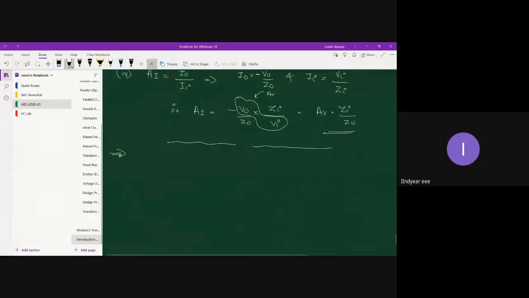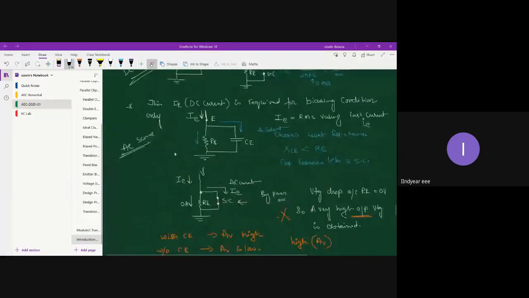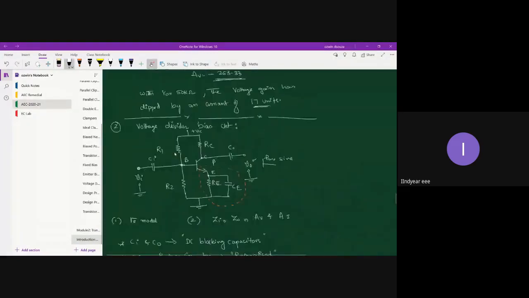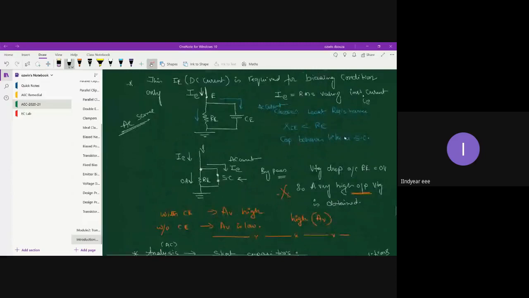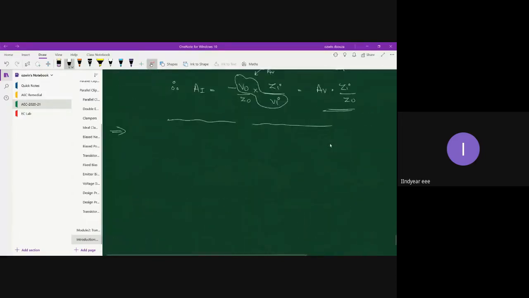All right. Now let's go for the next one. Let me just write with bypass capacitor. Remember one thing, I have already told you, a bypass capacitor will help you in achieving very high voltage gain. Let us see what happens if you don't go for a bypass capacitor.